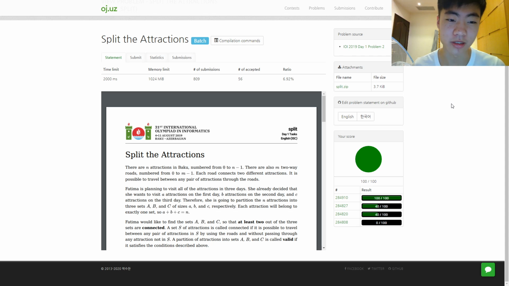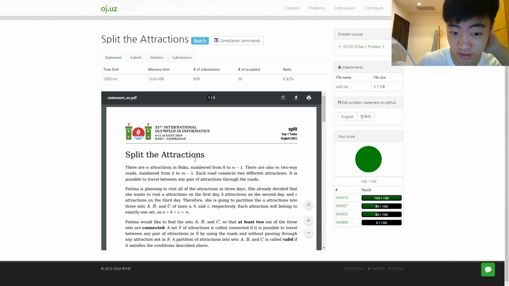So today I tried to upsolve the problems from IOI 2019 day one that I didn't solve in contest. Those were two problems, Split and Rectangles, that I didn't solve. So I started with Split, and in total I spent 5 hours on Split today.